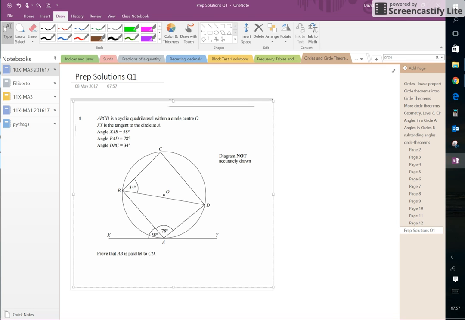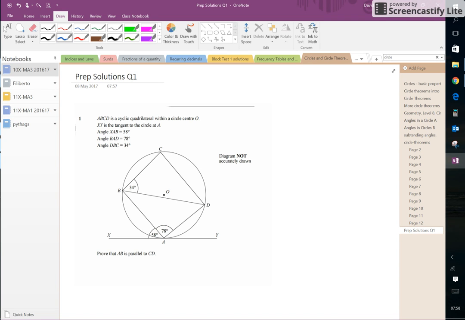Okay, so here's the first question. It says ABCD is a cyclic quadrilateral, and we know that because all four corners touch the circle circumference, with the center O. Notice that this line across here is not a diameter, it does not go through the center. Angle XAB is 58 degrees, angle BAD is 78 degrees, and angle DBC is 34 degrees. That's this one.